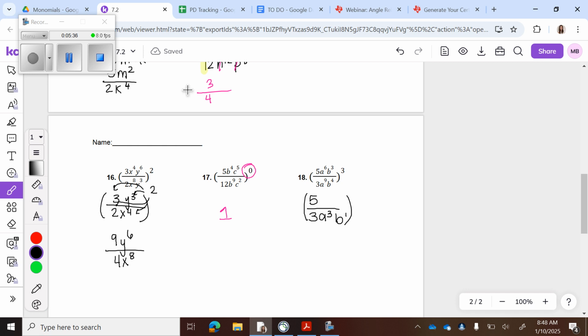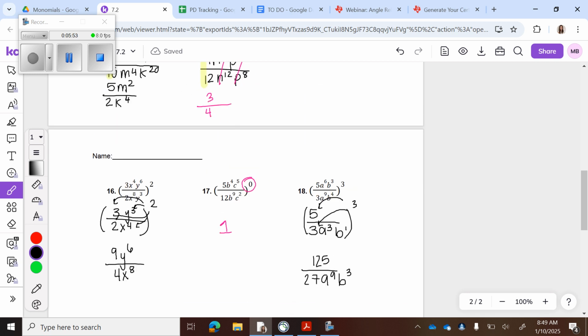Now I've got to do my power rule of 3. So I'm going to start with 5 to the third, which is 125, over, I've got to do it to my denominator too, 3 to the third, which is 27, a to the ninth, 3 times 3 is 9, and b to the third. All right, that's it.